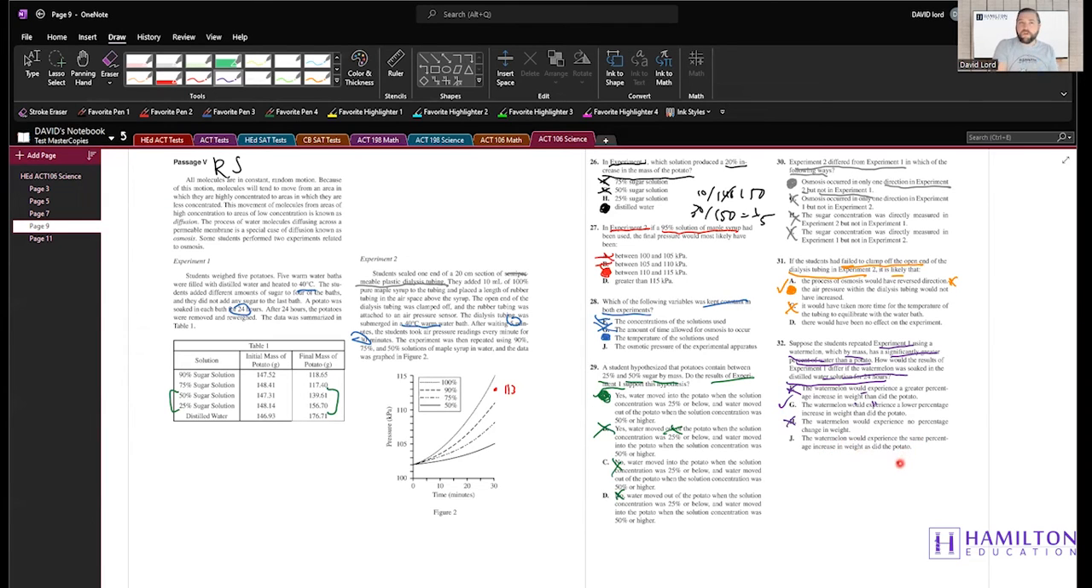So that could be true if they had the same water percentage. But because the question specifically says that the watermelon has a greater water percent than the potato, we can assume that it's going to be a lower percent increase than the potato. So we can cross off J. And that does it for passage 5. Only one more to go.